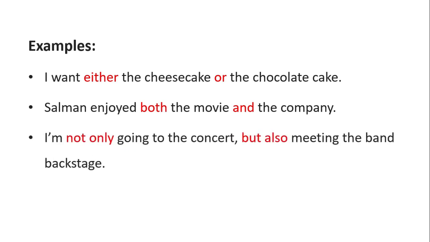I'm not only going to the concert, but also meeting the band backstage. Here, correlative conjunctions are joining two parallel structures, going to the concert and meeting the band backstage. They both are clauses, so having equal structures.